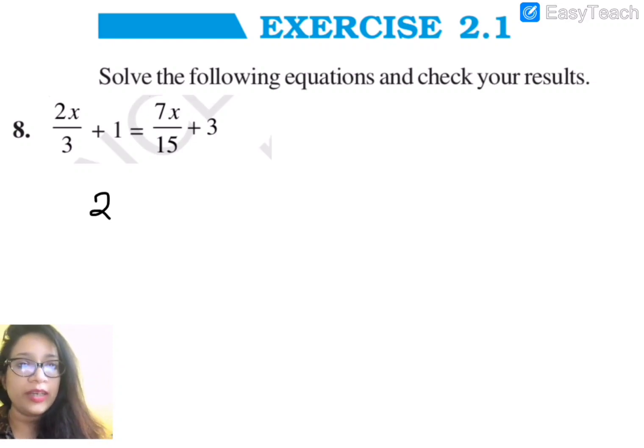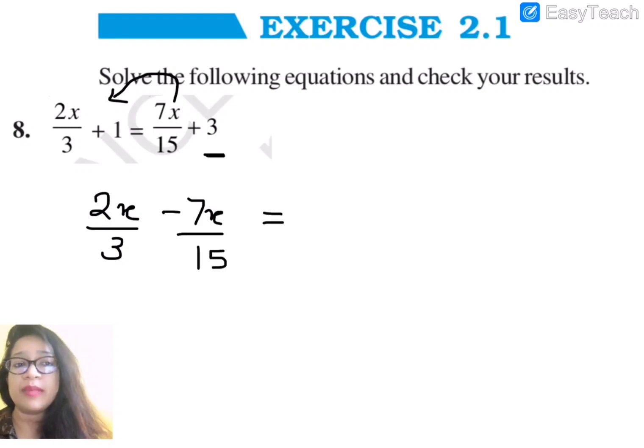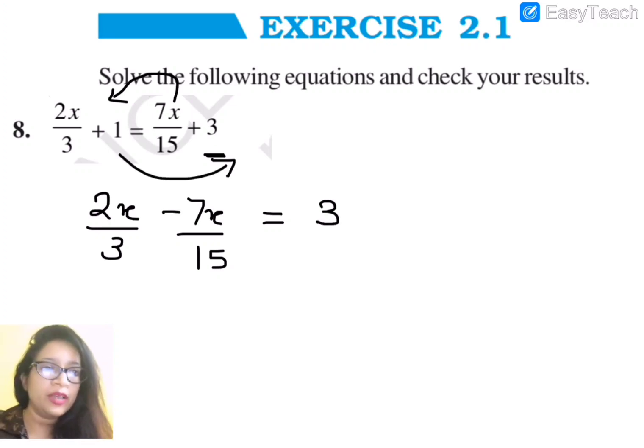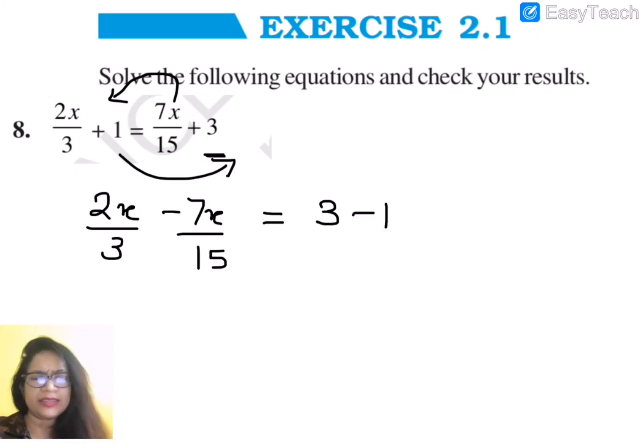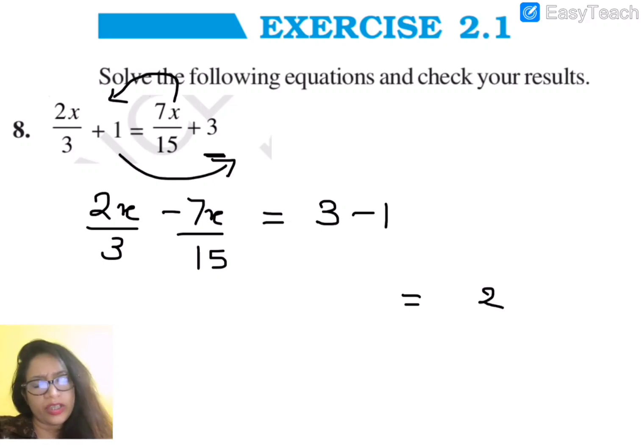So we need to write 2x by 3, and we need to bring this variable term on this side, minus 7x by 15. And 3 will remain as it is on this side, and which term will come on the right hand side? It will be 1. So 3 minus 1. On the right hand side, it's quite easy to solve, isn't it? On the right hand side, we can easily get 2. But on the left hand side, what do we need to do?